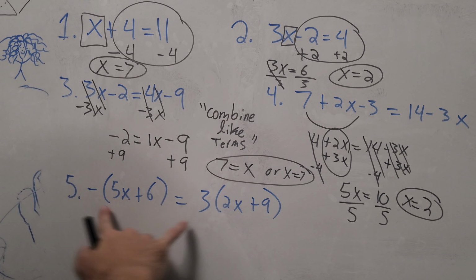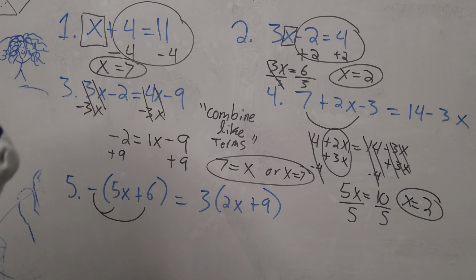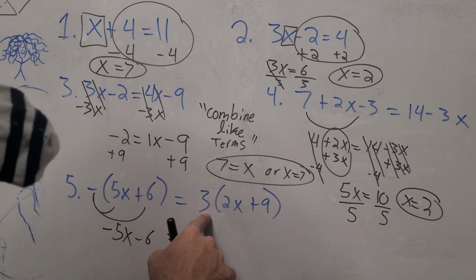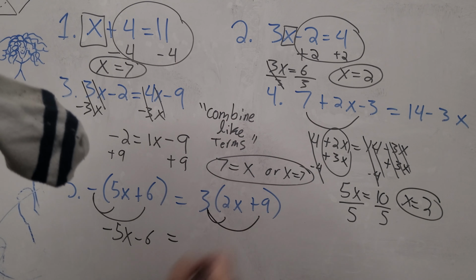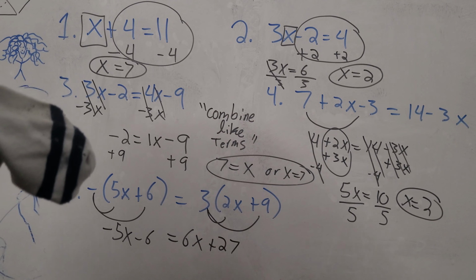We have some distribution going on. Let's practice our distribution. This negative sign needs to be multiplied to both of the terms inside the parentheses, leaving us with negative 5x minus 6. The 3 needs to be multiplied to both terms on the inside, leaving us with 6x plus 27.